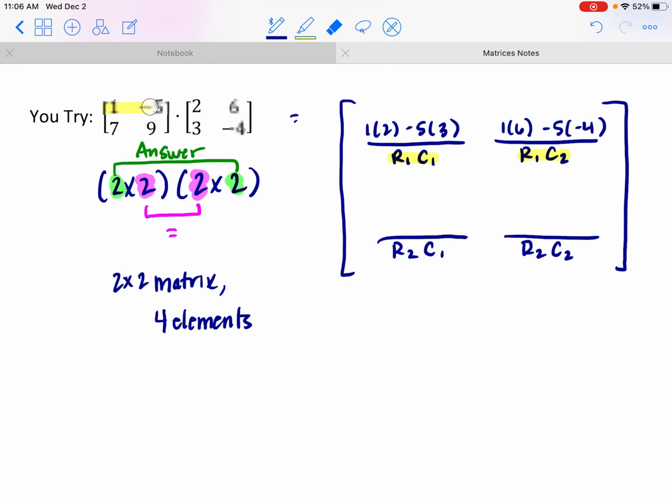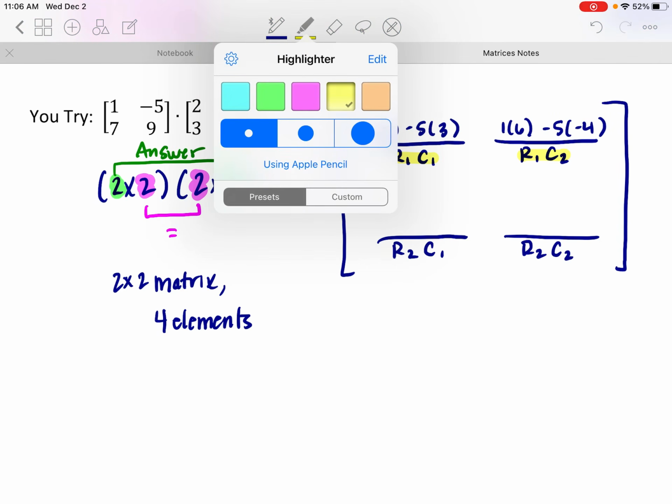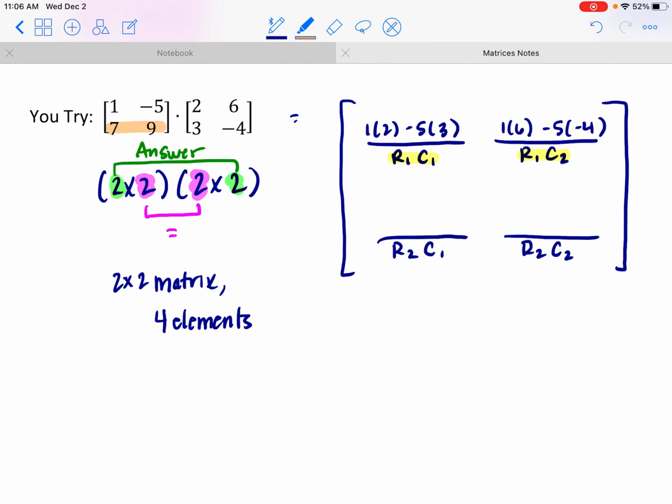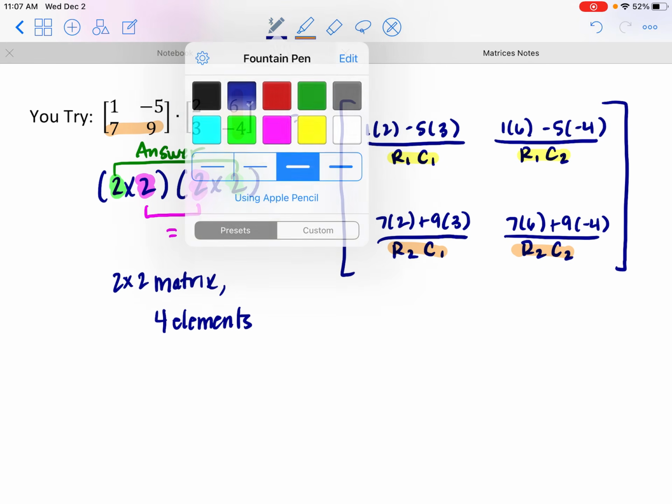And then, let's see, orange, row 2, column 1. Row 2, column 1 is row 2, column 1 here. So 7 times 2 and 9 times 3. And finally, row 2, column 2, row 2, column 2. This is going to be 7 times 6 and 9 times negative 4. And there it is. That was the hard part.